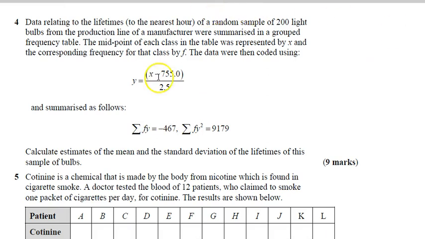So what we're going to do here is we're just going to do it for the coded values. There's no reason why we would decode these into X and then try and do it. That would just be crazy. The whole point of coding is to make life simpler.